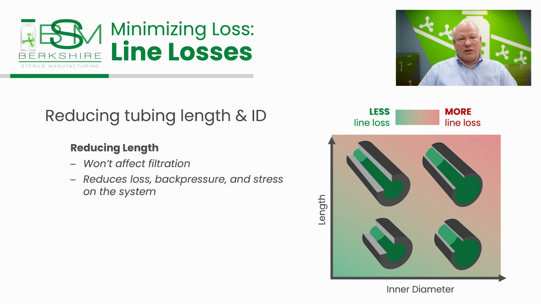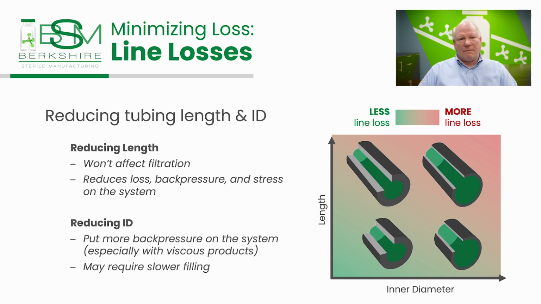Another strategy is to reduce the inner diameter of the tubing. This adjustment doesn't impact filtration performance, but it does contribute to increased back pressure in the system. Careful consideration of the balance between reducing loss and managing back pressure is essential when implementing this approach.